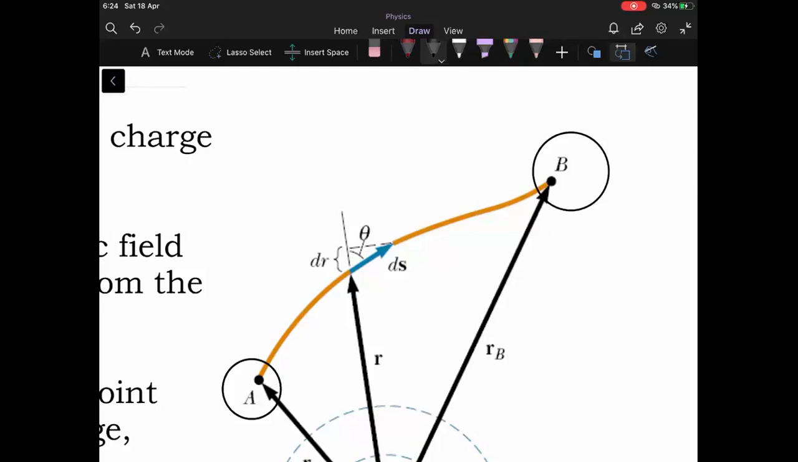That was the definition of potential difference, work done by the external agent, right? We did this yesterday.